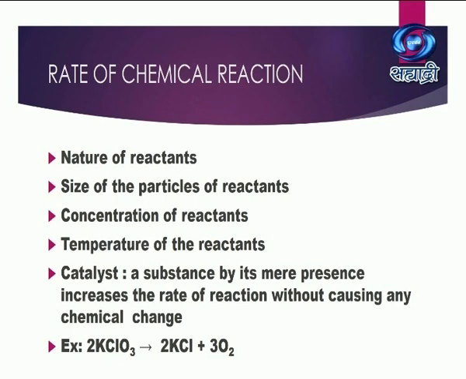So, the factors affecting the rate of chemical reactions are the nature of reactants, size of the particles of reactants, concentration of the reactants, temperature of the reactants, and catalyst. The definition for catalyst is a substance that by its mere presence increases the rate of reaction without causing any chemical change. The example given here, MnO2, that is manganese dioxide, will work as a catalyst. It does not take part in the chemical reaction.